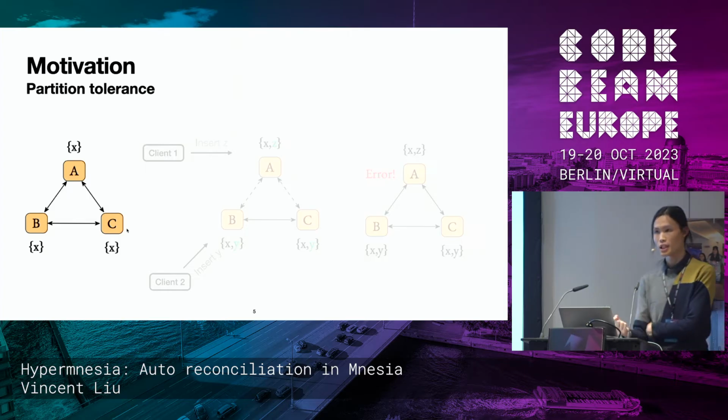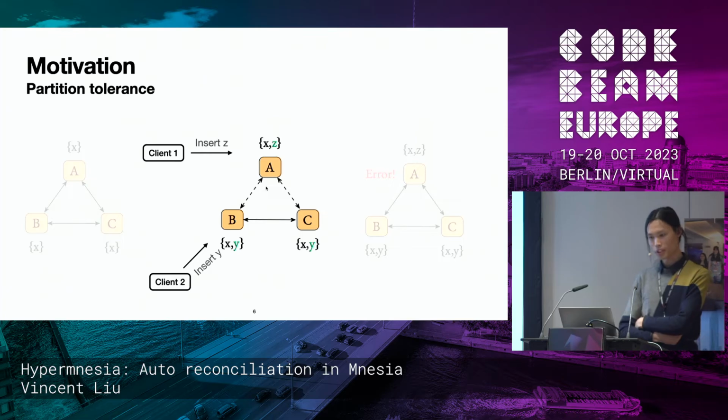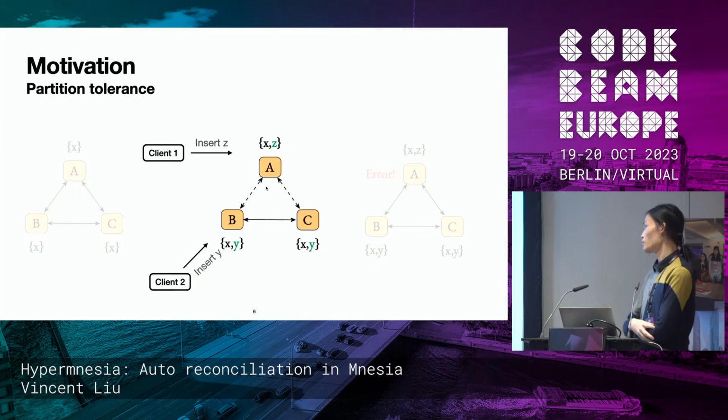They initially hold the element X, and then 2 clients try to insert 2 elements at the same time. Client 1 tries to insert Z, client 2 tries to insert Y. And then a partition happens, indicated by this dashed line. The partition happens between A and B, and A and C. And because of this, the insertion of Z, for example, cannot be propagated from A to B, and similarly for the insertion of Y.